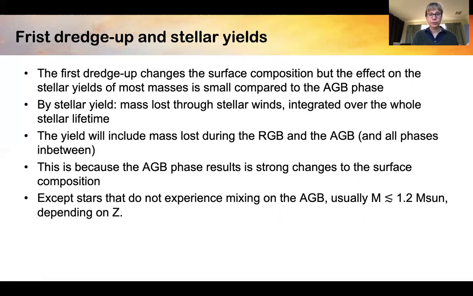If the star experiences strong nucleosynthesis on the thermally pulsing asymptotic giant branch phase, that will overwhelm any change we've seen through first dredge up. However, there is a mass range, less than roughly 1.2 solar masses, that we don't predict, although there are uncertainties there too, we don't expect they'll become s-process rich. So for these stars, first dredge up will dominate their stellar yields, so what they're putting out into the interstellar medium.